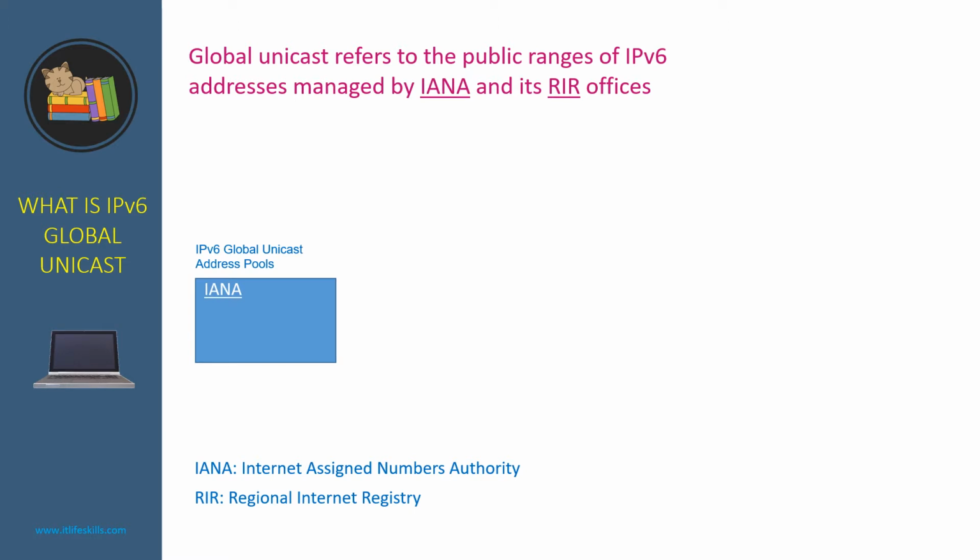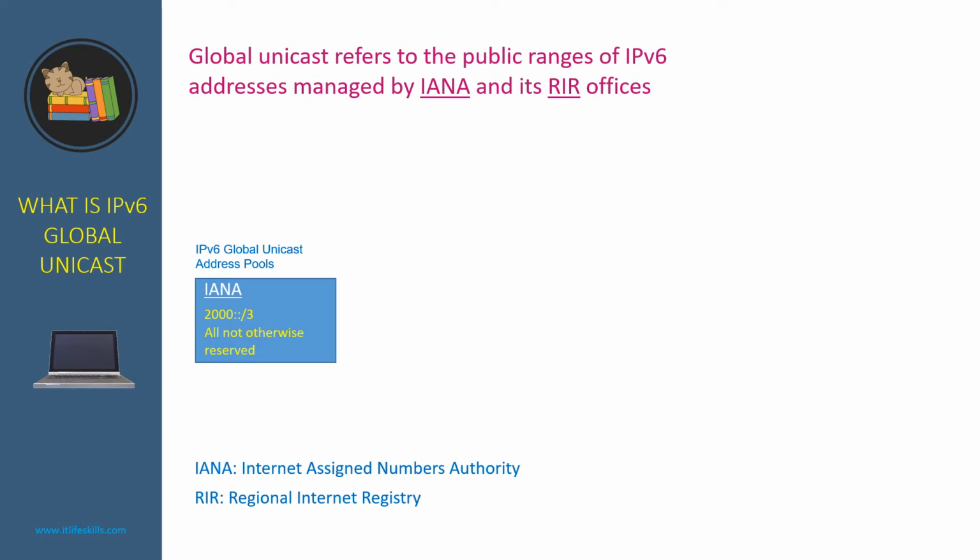Initially, IANA only used the range 2000::/3 for global unicast. Later, IANA assigned all IPv6 ranges to global unicast addresses if the ranges are not reserved for other purposes. Here is how IPv6 global unicast addresses are managed and assigned.